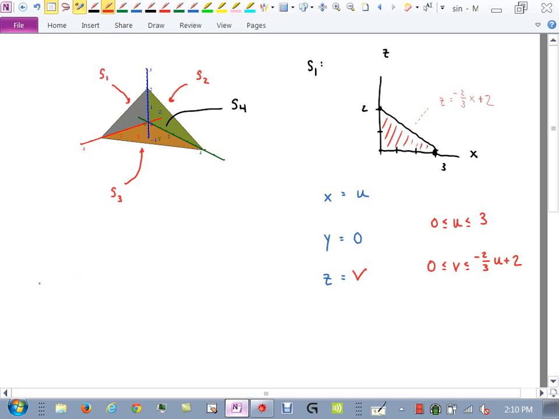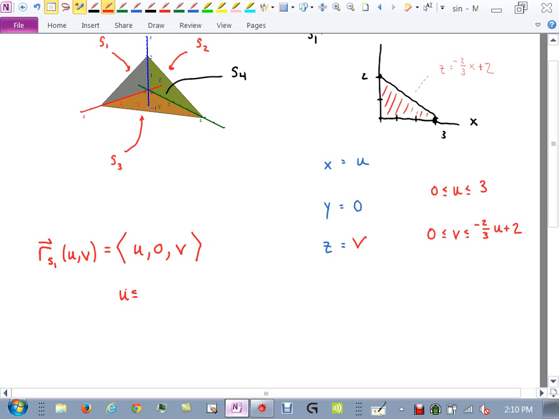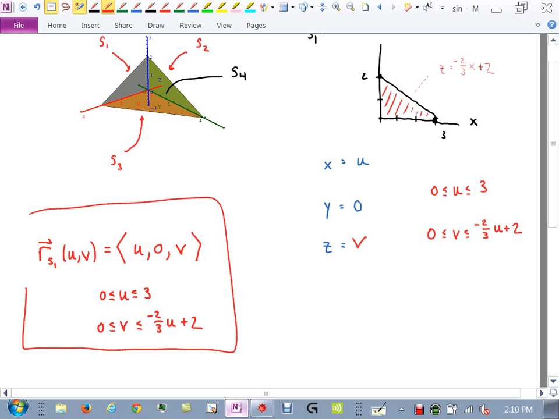So what is the vector function? I'm going to call it r of S1 of uv equals u, 0, v, and then my restrictions are that u is between 0 and 3, and v is between 0 and negative 2/3 u plus 2. Is that all right? Questions?